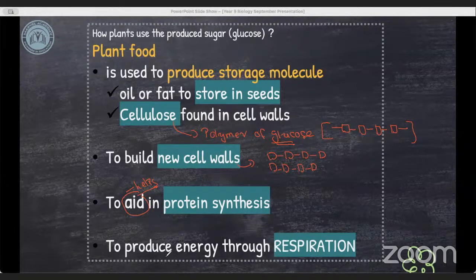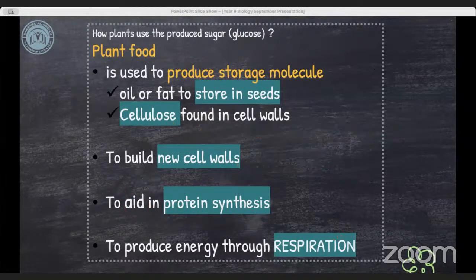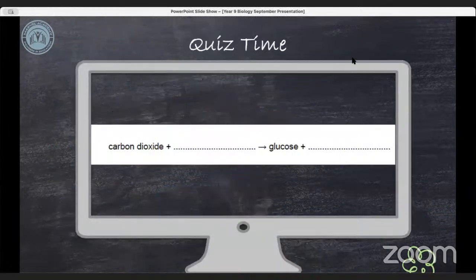Then glucose is used to produce energy through respiration. We will learn the respiration formula, children, and for the respiration formula, glucose is a raw material. So photosynthesis produces glucose and oxygen. I hope this is clear to all of you. I hope you all can recall the formula.